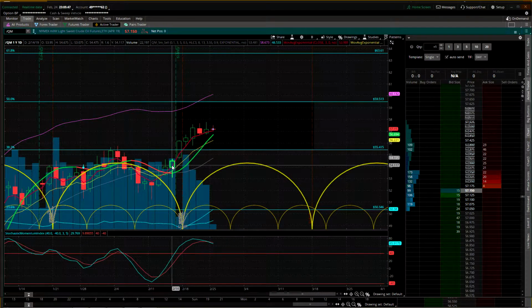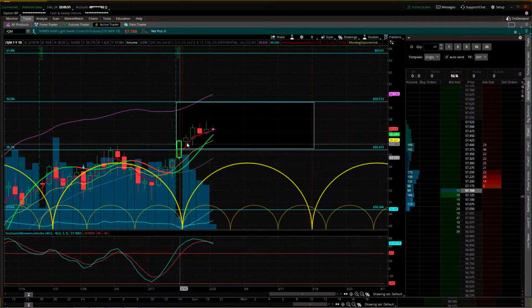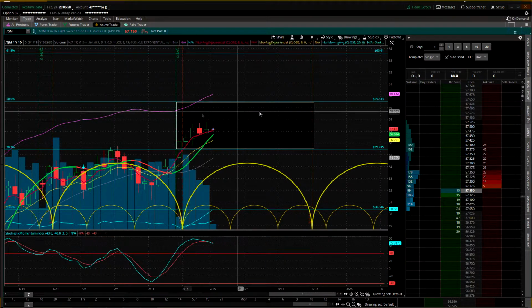We would have done that back here on the 14th because we have all the right conditions telling us to do that. Okay, but we're not going to get in long up here. This is a very high risk. That's why I got this box here, by the way. This dark box is high risk.